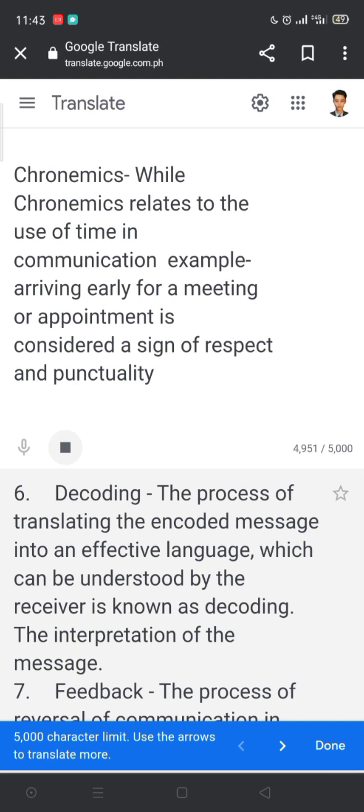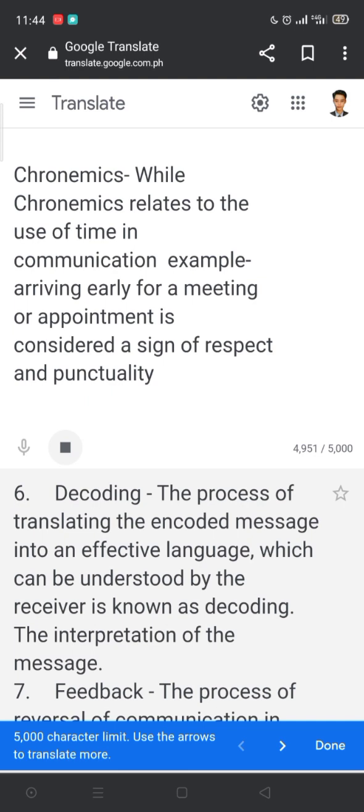6. Decoding. The process of translating the encoded message into an effective language, which can be understood by the receiver, is known as decoding. The interpretation of the message. 7. Feedback. The process of reversal of communication in which the receiver expresses his reaction to the sender of the message is known as feedback. The response or action a receiver takes after decoding a message.